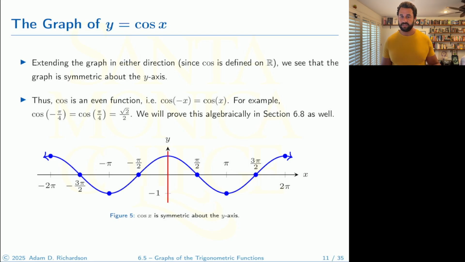And again, we'll prove this in section 6.8. Although, I think I might save that for the activity. I might have you do that on the activity instead. It's fun to explore these things and discover them on your own for the first time.